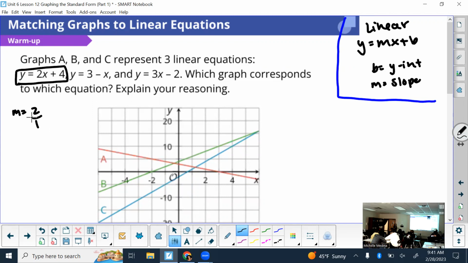Think about it to yourself because I still have to go back to the table and ask them. All right, which one? And then again, don't answer me right now. Which one looks like it could be going up 2 and to the right 1? Table 7, tell me, what's my y-intercept in this one? It's 4. So then now think to yourself, which one could be crossing the y-axis at 4?